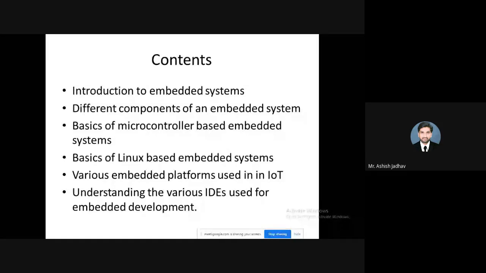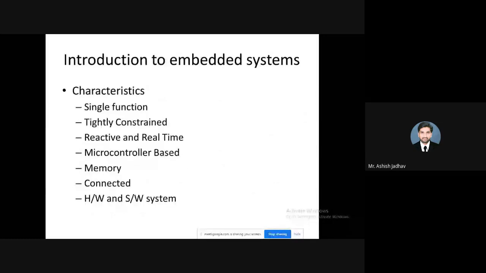Initially, we started our discussion with the concept of embedded system, which is a combination of hardware and software, designed to perform a specific task. One example I told you is a washing machine. A washing machine is a type of embedded system designed to perform the operation of cloth washing, right? And it will perform the same task. It will not do any other tasks like cooking or playing music. All those functionalities are not associated with the washing machine.